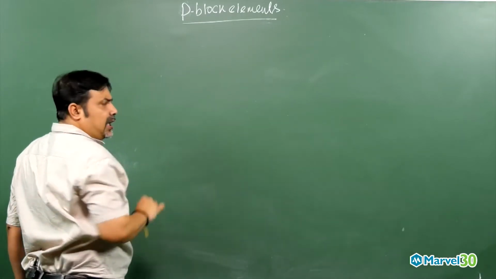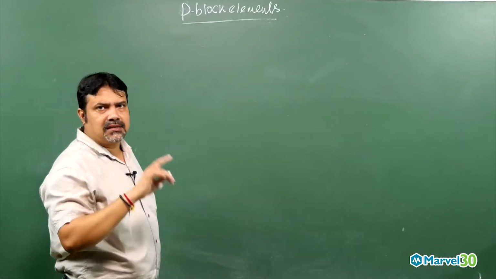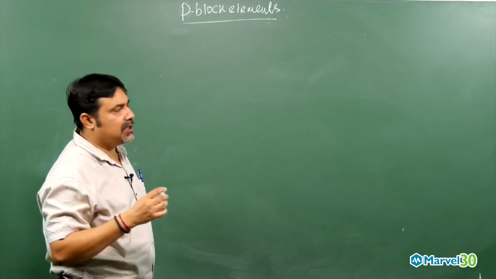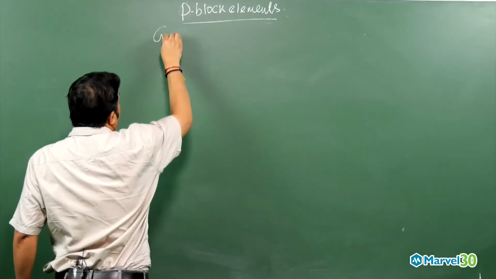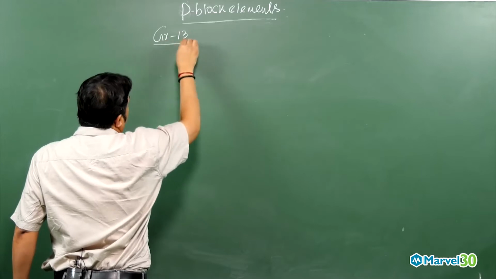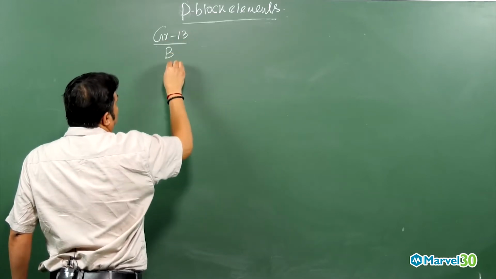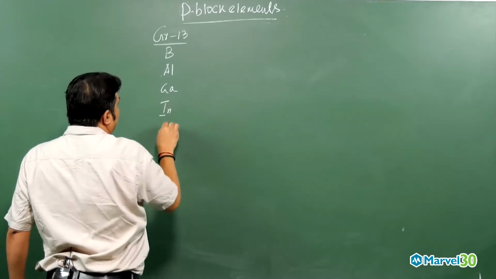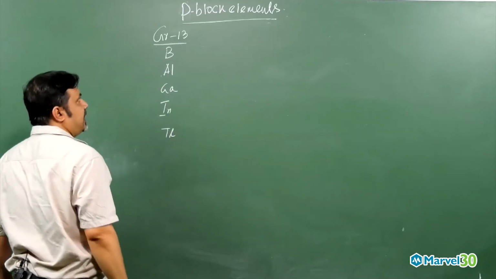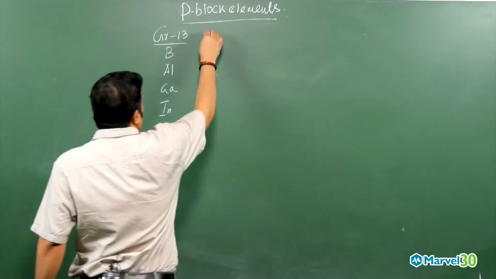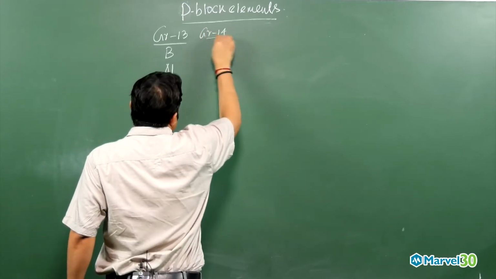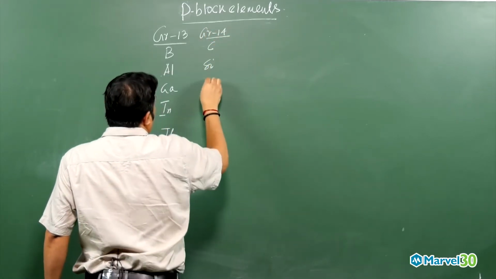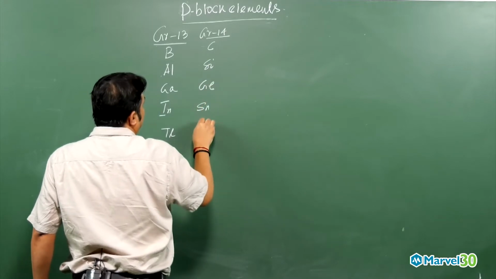In the p-block, there are group 13 elements and group 14 elements. Group 13 consists of boron, aluminum, gallium, indium and thallium. This is the group 13 element. Whereas group 14 elements are carbon, silicon, germanium, tin, lead.